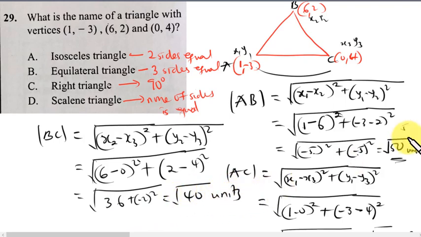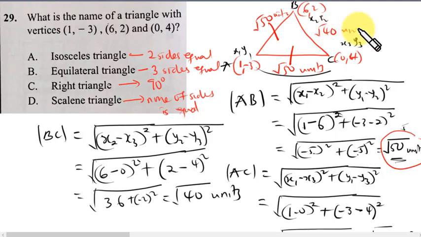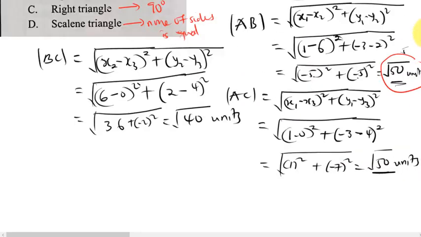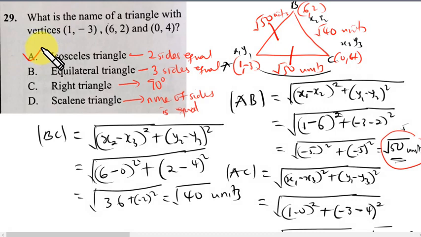Okay, and because we have just two sides equal, the length AB, that is from A to B, is equal to A to C, because A to B is root 50 units, and A to C is also root 50 units, and B to C is root 40 units. So because just two sides are equal, the correct option is A. The triangle is isosceles.